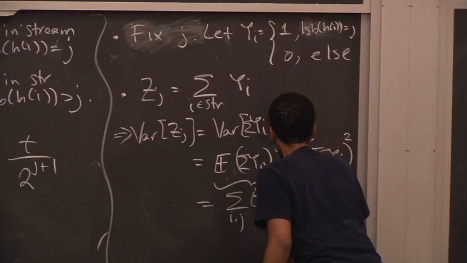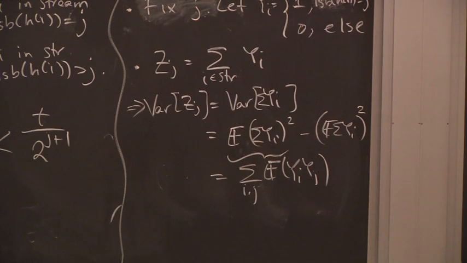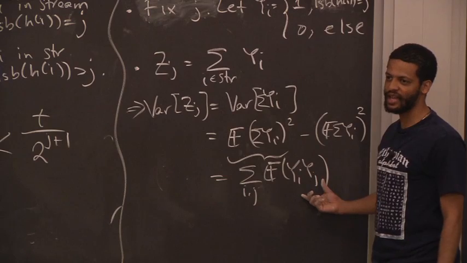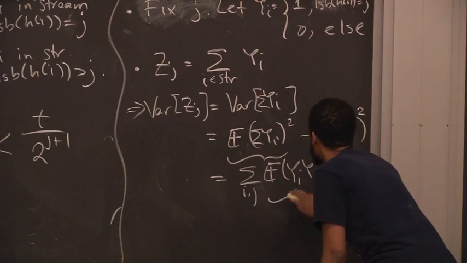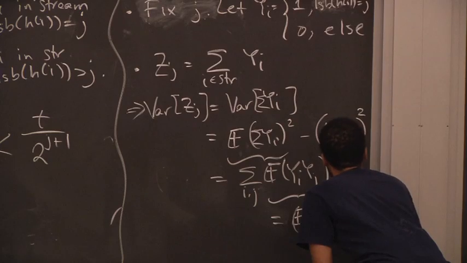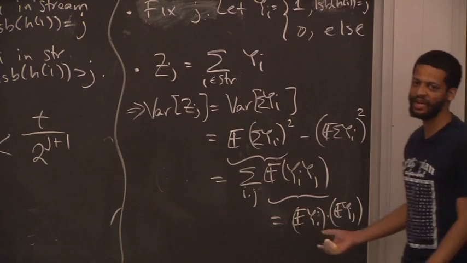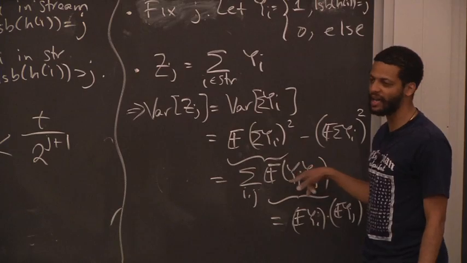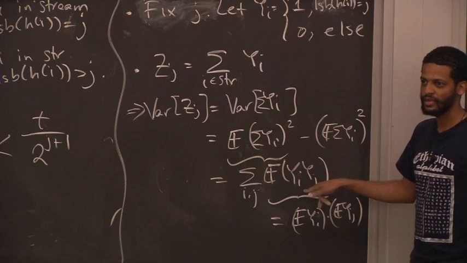So this is why, in a variance calculation, when sums are involved, you really only need pairwise independence. Because what you'd like to say is that this is equal to the expectation of y_i times the expectation of y_j. That's what you'd like to say. And that's true if the variables are pairwise independent. I'm only focusing on two random variables at a time. So by two-wise independence, these two act independently of each other. Okay?